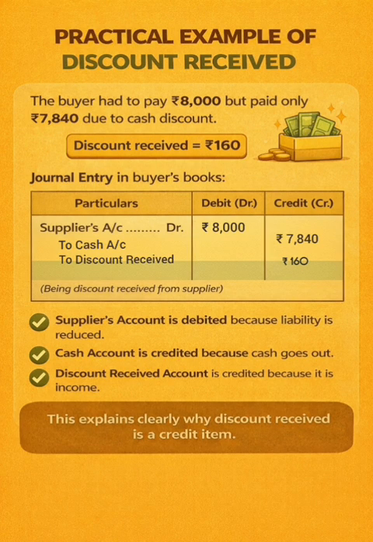Practical example of discount received. The buyer had to pay Rs 8,000 but paid only Rs 7,840 due to cash discount. Discount received is equal to Rs 160.